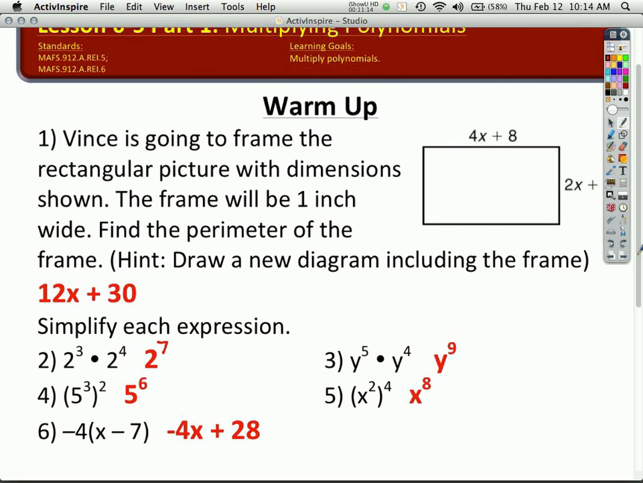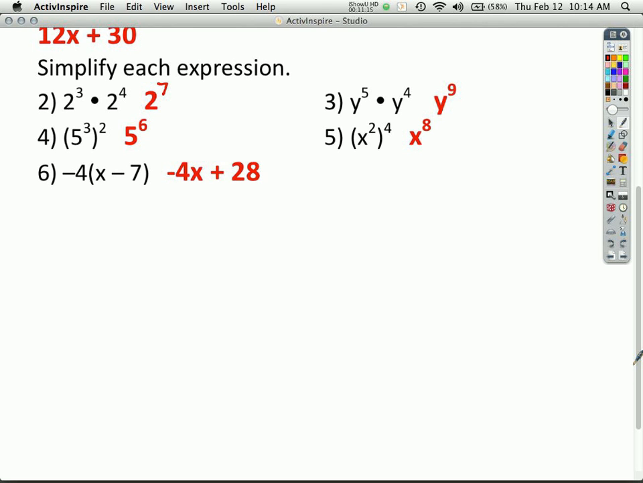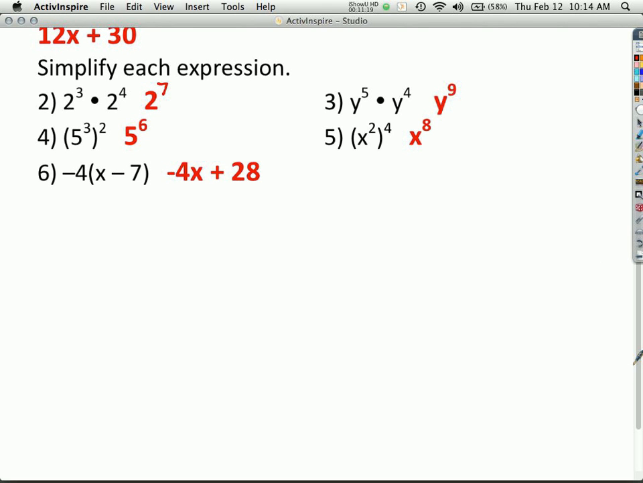We're going to get to number 1 in a moment, but let's start with 2 through 6. Now I have some follow-up questions. Number 6, can someone tell me in words what you had to do? In words. Natalie? You agree with that? Distributive property, very good.